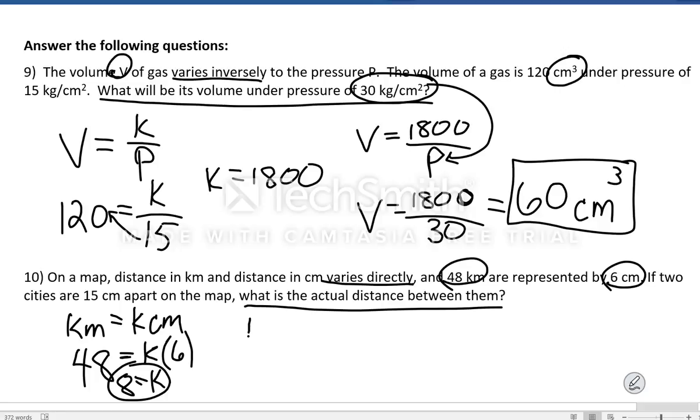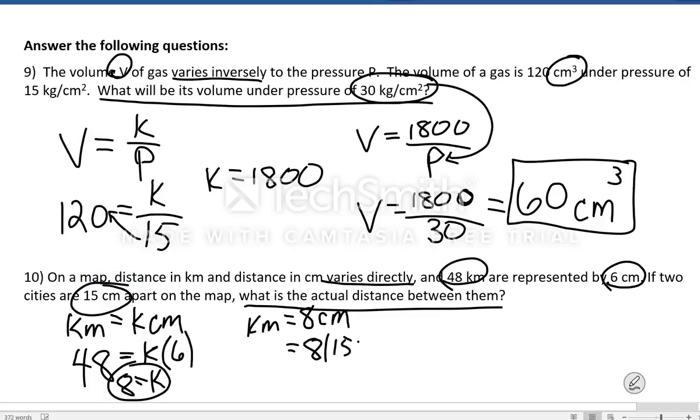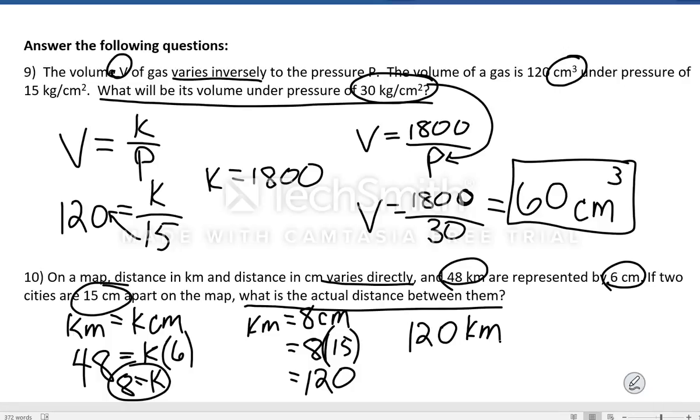So my equation now would be Km, kilometers, is equal to 8 times the number of centimeters. If the two cities are 18 centimeters apart, I'm going to plug that in for centimeters. So 8 times 15 is equal to 120. So that means that there are 120 kilometers that separate those two distances. Okay? So the actual distance is 120 kilometers between those two cities.